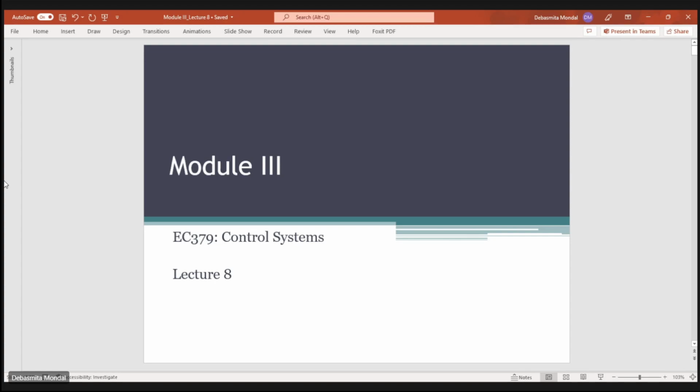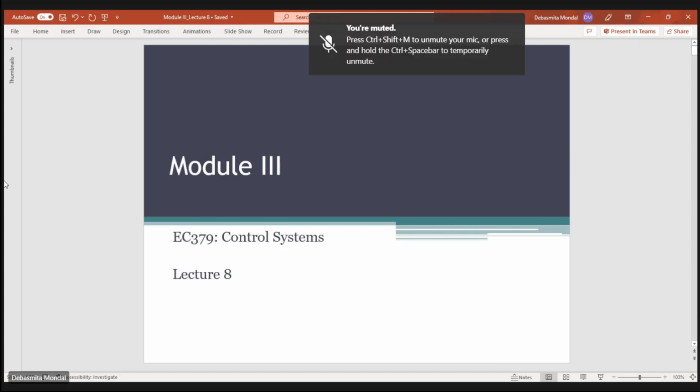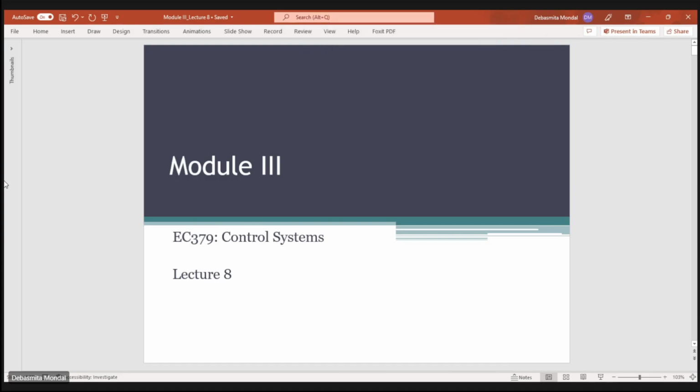Obviously, depending on where the pole of this closed loop system is lying, that will govern whether your closed loop system will be a stable system or not. If the poles are lying on the right half of the S plane, then your closed loop system will be unstable. So we have to find out information about the stability of the closed loop system, depending on the position of the closed loop poles.